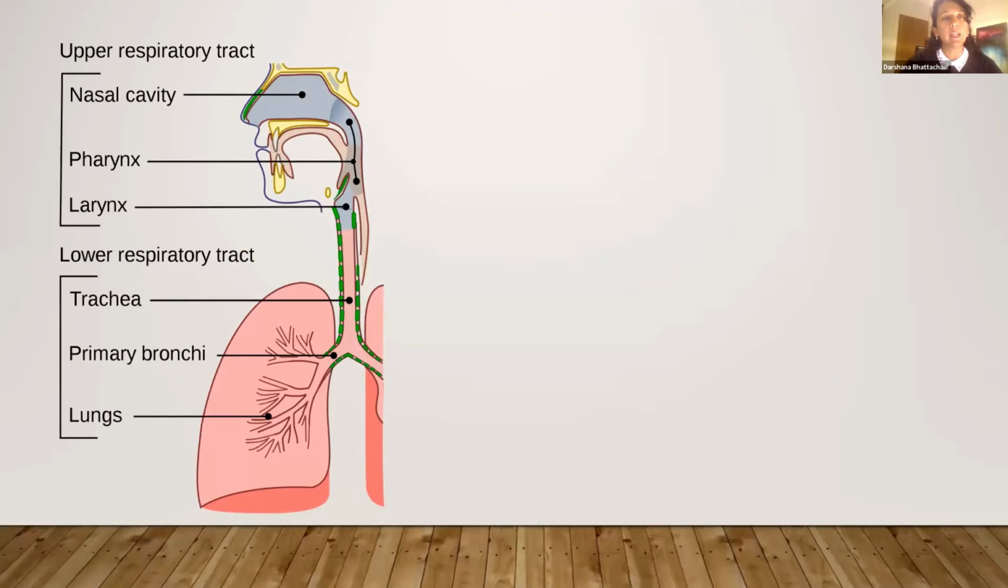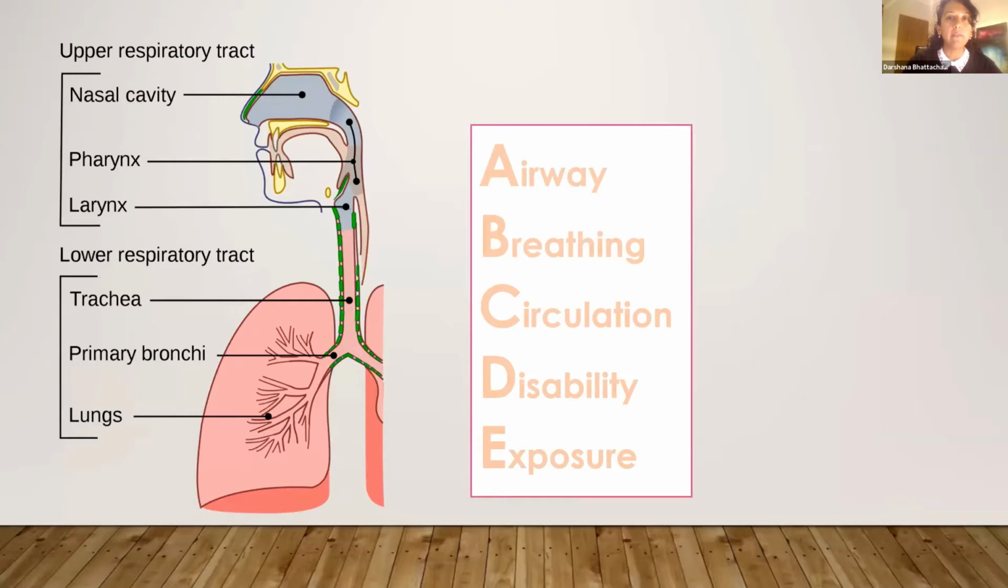So I always like to divide breathing problems in children into problems of the upper respiratory tract, that is of the nasal cavity, the pharynx or back of the throat, and the larynx, and the lower respiratory tract, which is essentially the trachea, the bronchus, the smaller bronchioles, and the actual lung tissue. And I very much like to take an ABC approach to assessing and treating children with any type of illness, really. And so many of you may be very familiar with this approach.